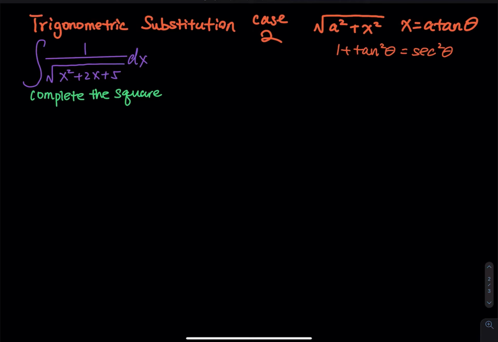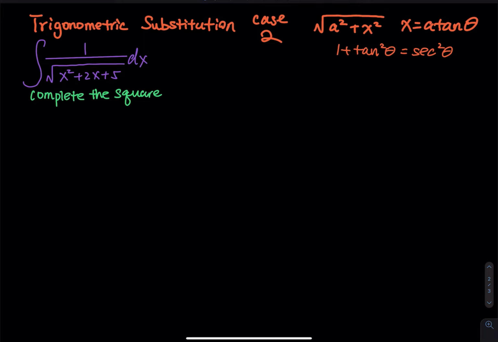In the second case of trigonometric substitution, the radicand is a squared plus x squared, where a is a constant. But if you take a look at the integral I gave you, there is an x squared plus 2x plus 5. So you don't really know what to do with the 2x. In this type of problem, we have to complete the square.